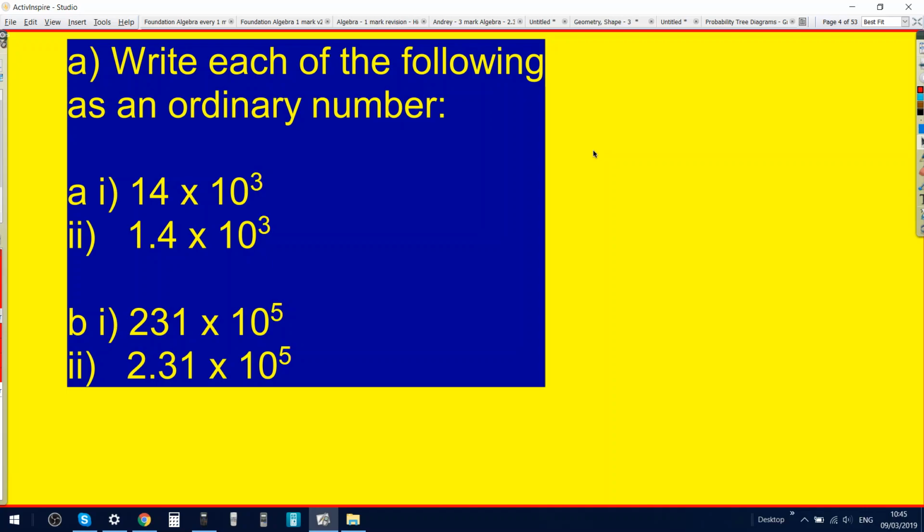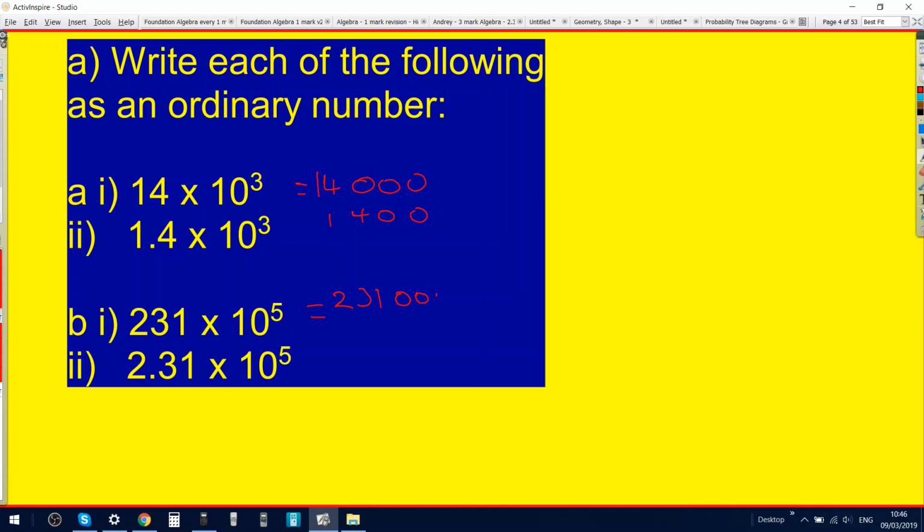So this would be 14 times 1,000, so that would be 14,000. And then 1.4 times 1,000, that would be 1,400. Where did the extra 0 go? It goes on the other side of the decimal. Okay, next two. So that would be 231 with 5 zeros.